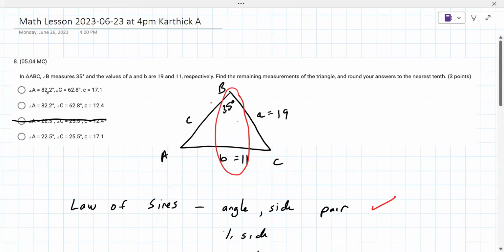Now, when you go back and look at your answers, 2 of them have that. So that's good. Now, notice what's different about these 2 answers right here. What's different about them? The C value.